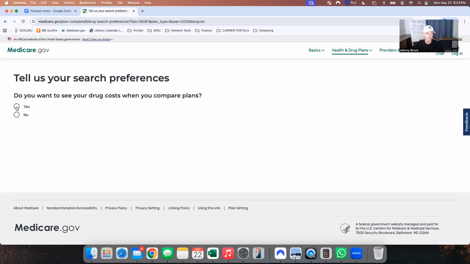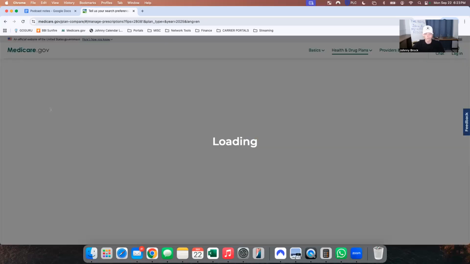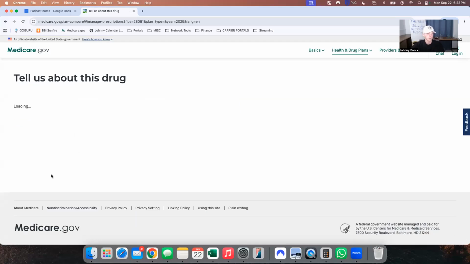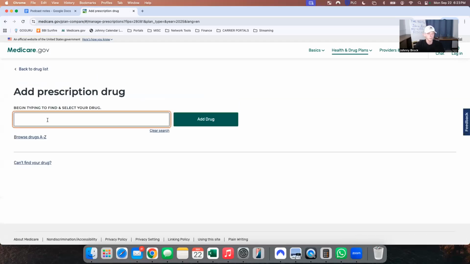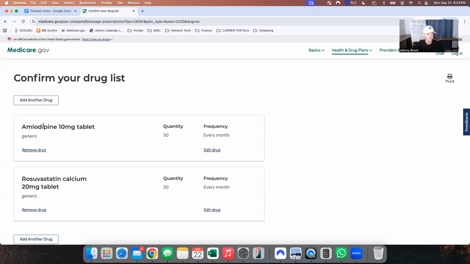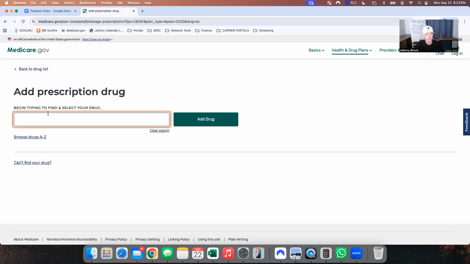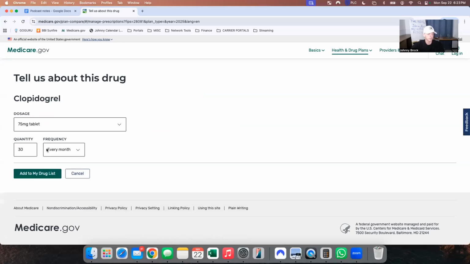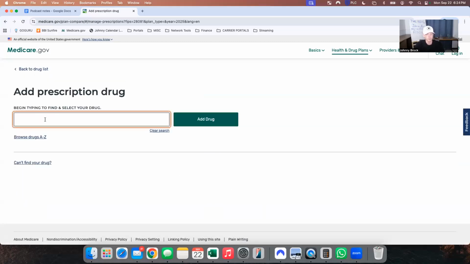Do you want to see drug costs? Yes, it's the whole point. All right, so let's just put some basic medications in. We'll put amlodipine, a blood pressure medication. We'll do rosuvastatin, a cholesterol medication. Let's see what I'm taking, right? For my old brain, 75 milligrams clopidogrel. So we have a blood pressure, a cholesterol, and a blood thinner. Let's do Trelegy.